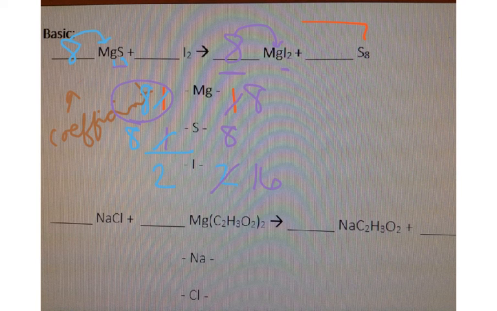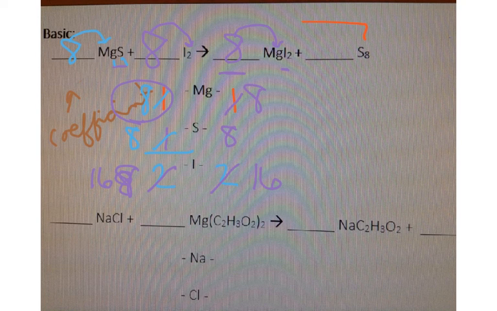So my magnesiums are good, my sulfurs are good. Now I need to worry about my iodines. So I've got 2 and 16, and the least common multiple is 16. So I need to multiply this side by 8 in order to get it to 16. So I put an 8 in front of here. That 8 is going to distribute to that 2, which means it's 8 times 2, so I get 16.